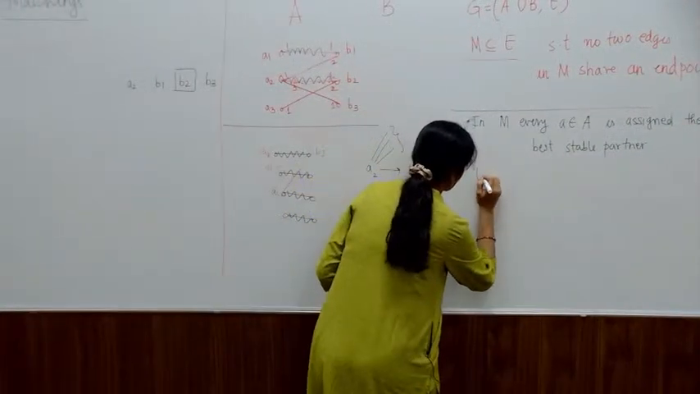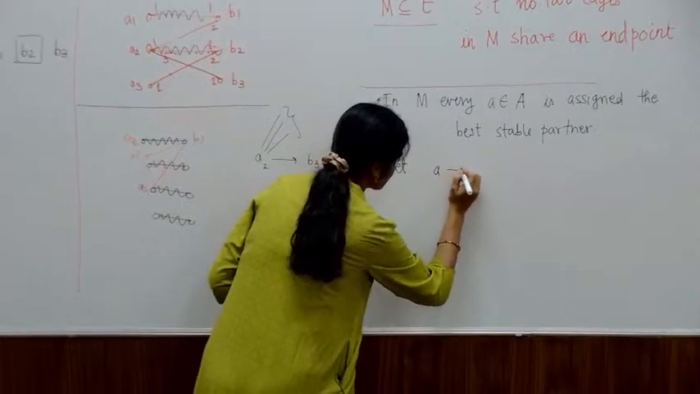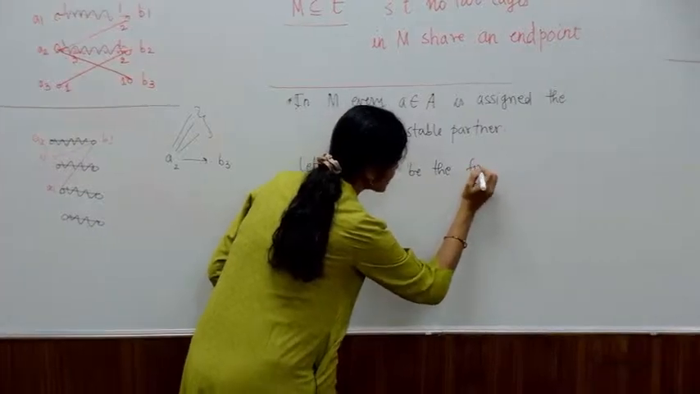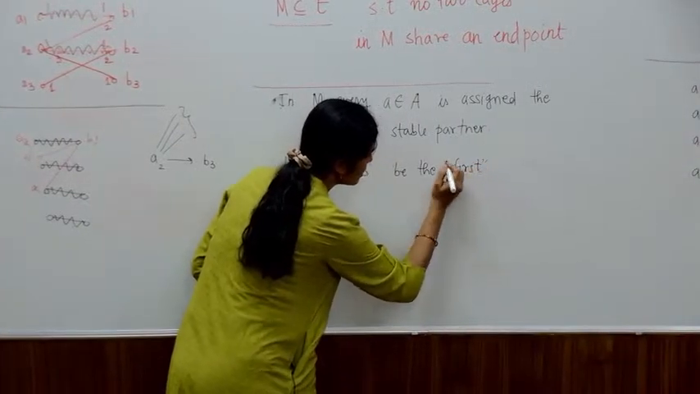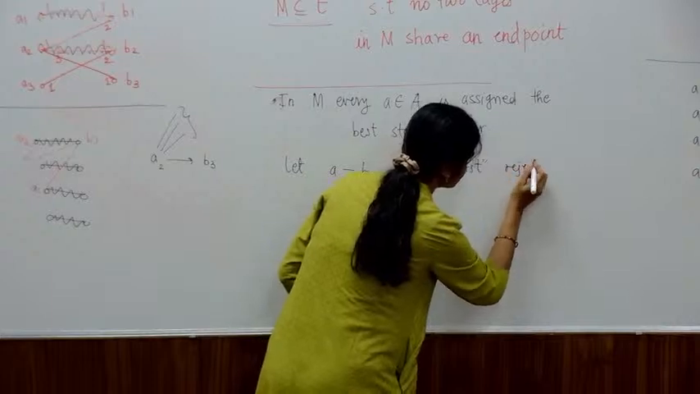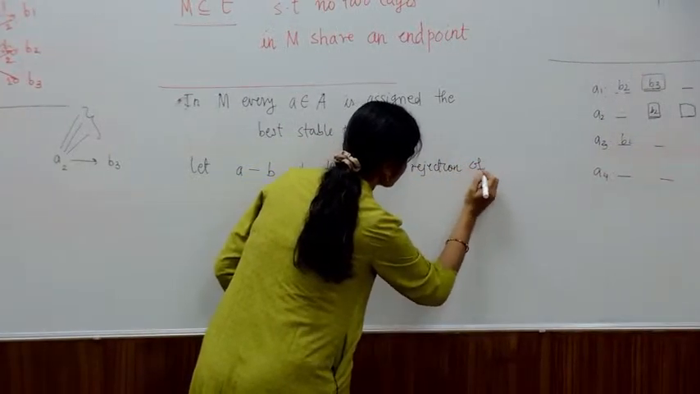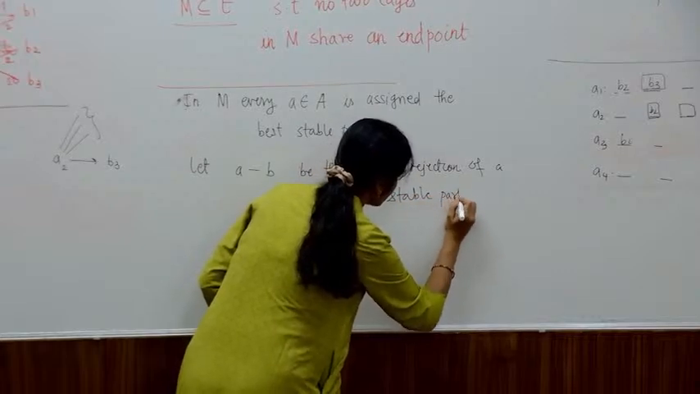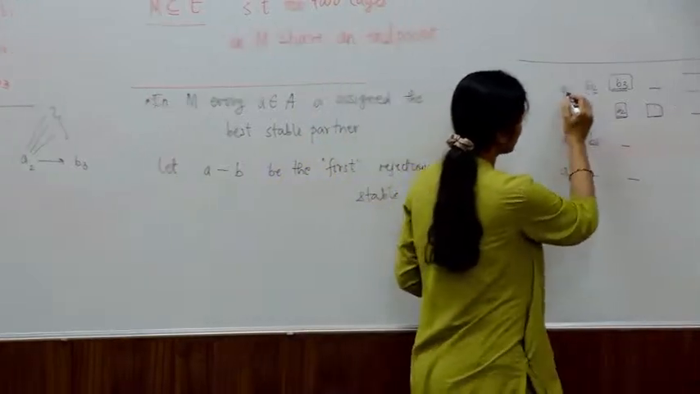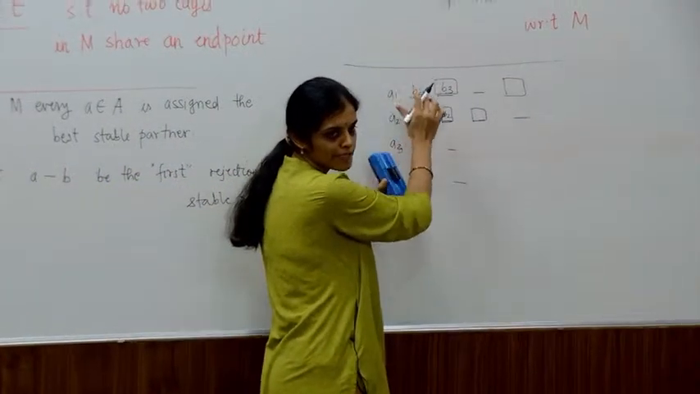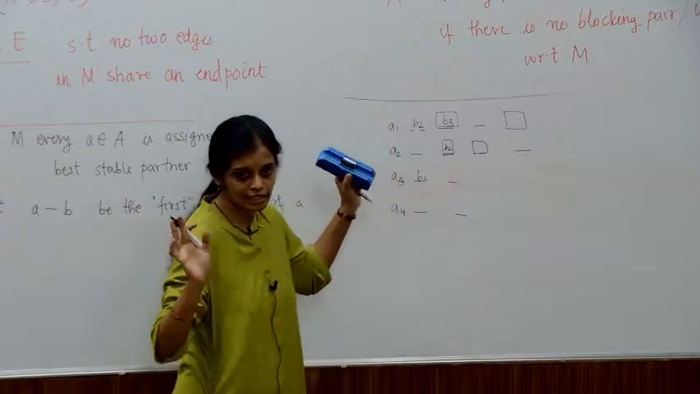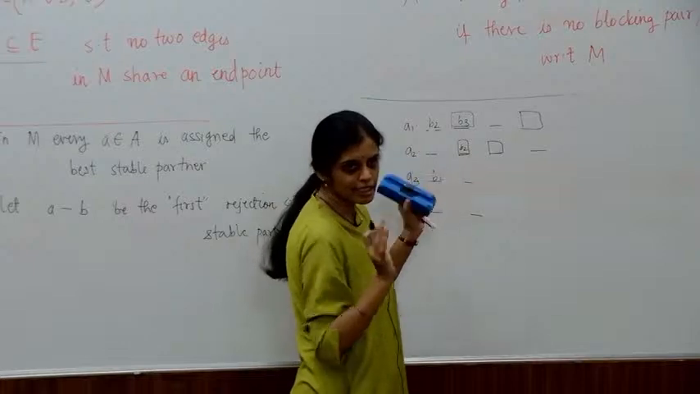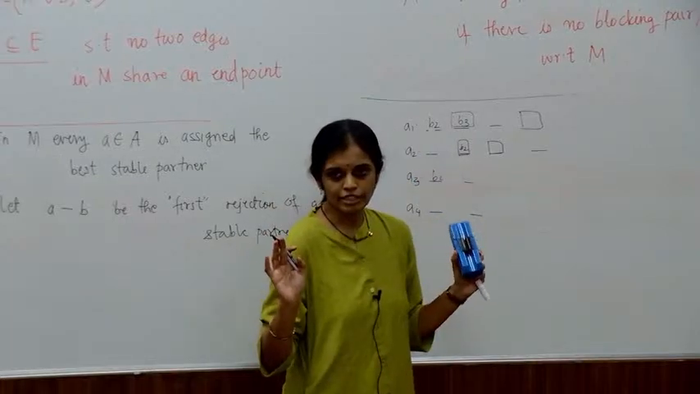let A to B be the first rejection of a stable partner. So if A1 applied to B2 and B2 rejected A1, we don't call this a rejection of a stable partner. We only call it that when B3 rejects A1, that is a rejection of a stable partner. Is this clear?